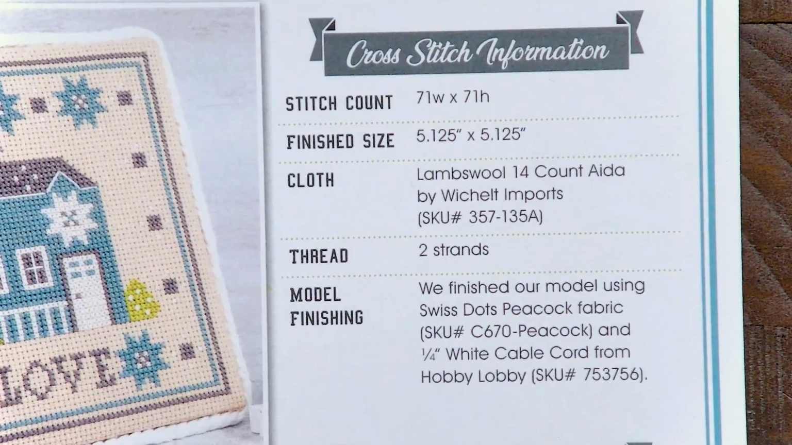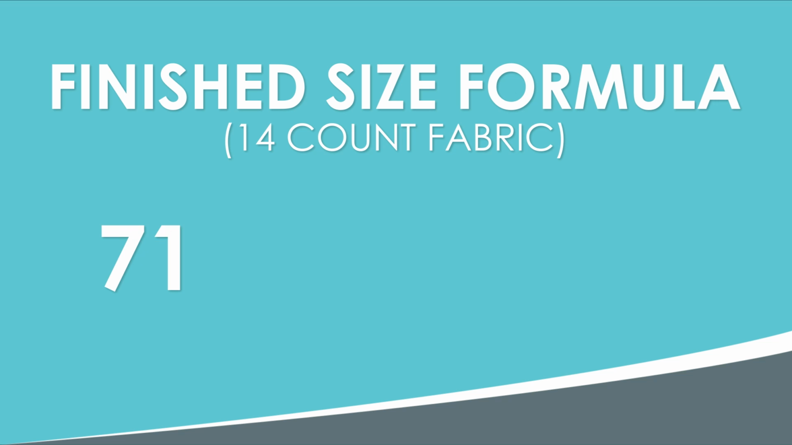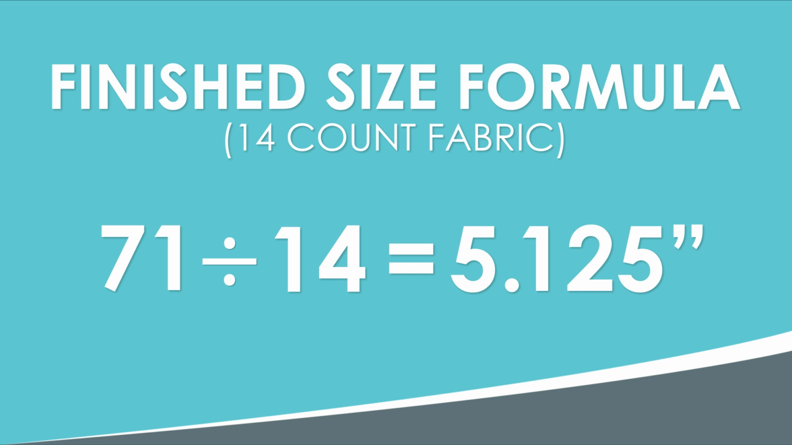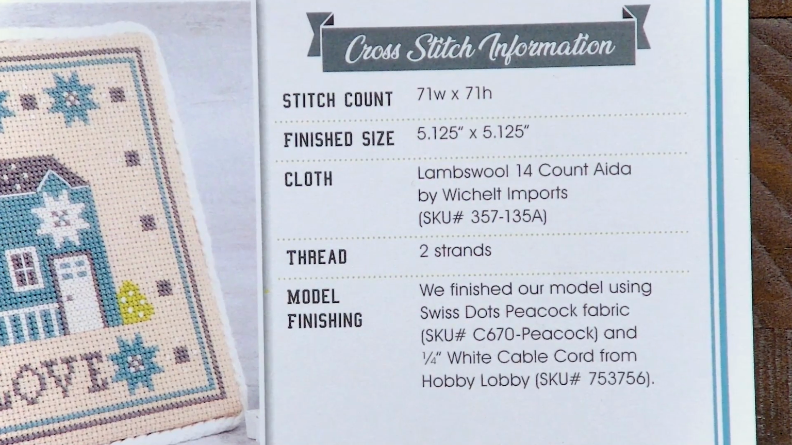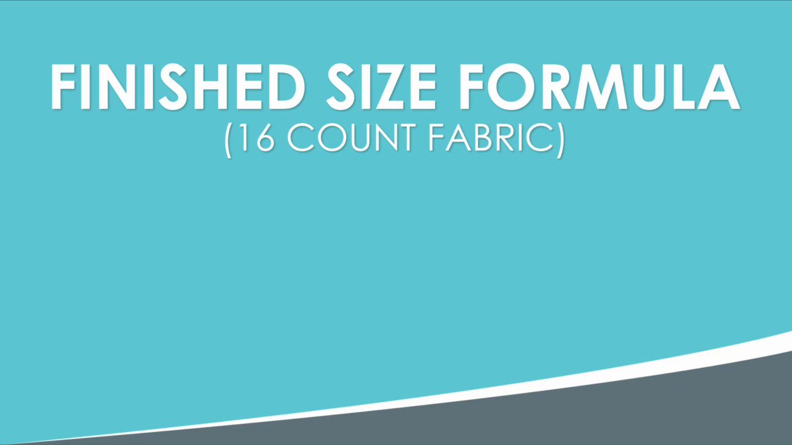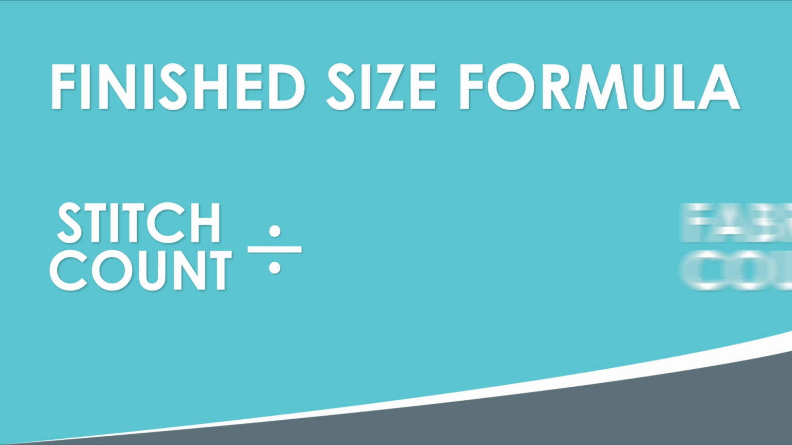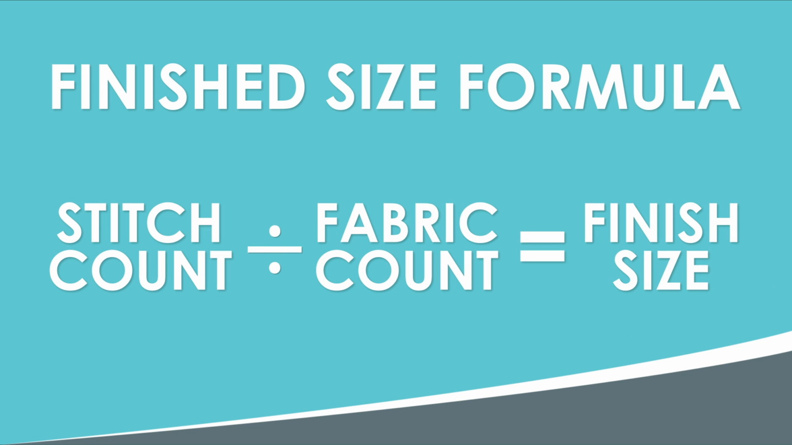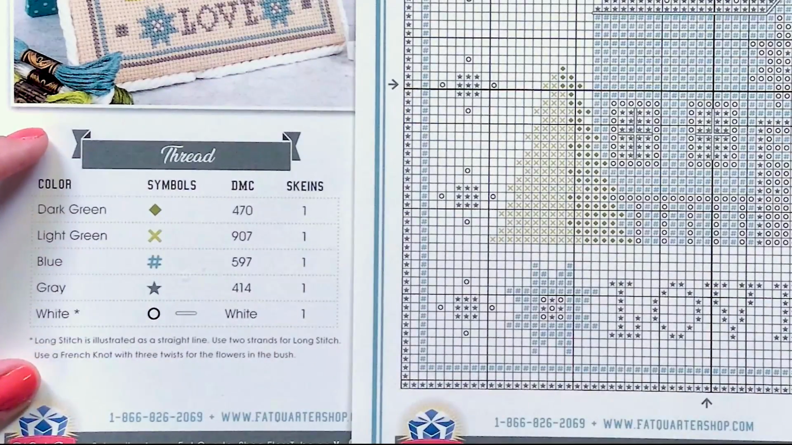To calculate your finished size, you take your stitch count divided by your count. So for this pattern, 71 divided by 14 is 5 1/8 for both width and height. If you want to change the size of your fabric and maybe use 16 count, you would take 71 divided by 16, and that's 4 1/2. So if you're ever working with a pattern and you want to change your cloth, that is how you calculate finished size. Now let's talk about the legend section of your pattern.